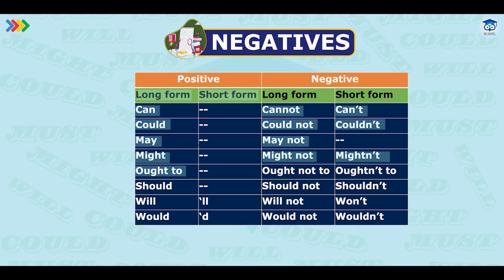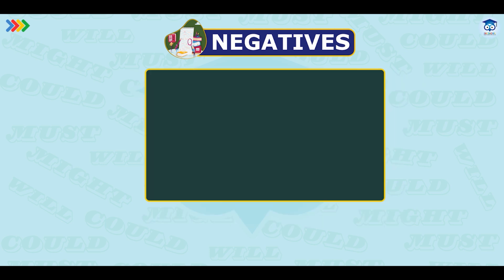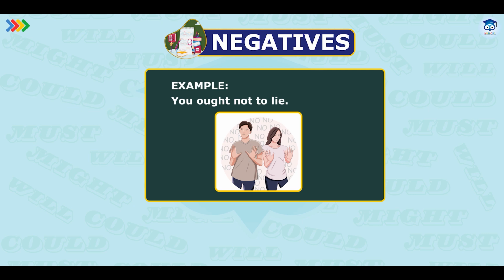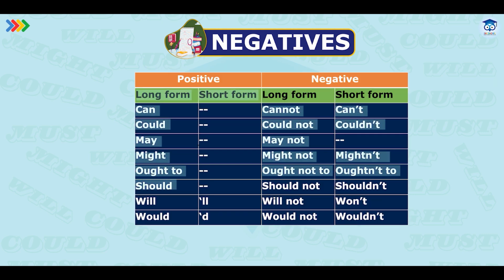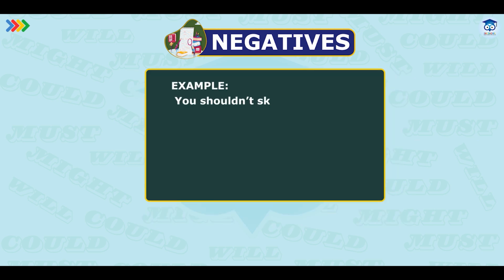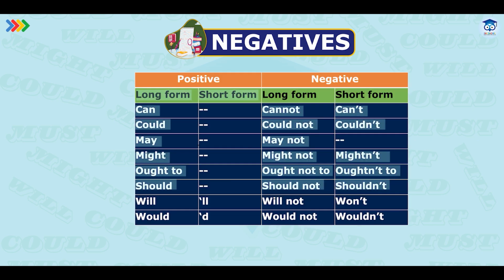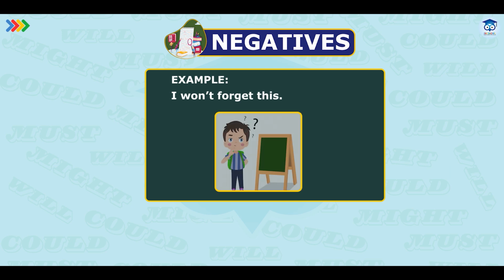Now, ought to becomes ought not to in long form and oughtn't to in short. For instance, you ought not to lie. Coming to should, it becomes should not and shouldn't. For example, you shouldn't skip breakfast. For future modals, will becomes will not and the short form is won't. We often say I won't forget this.